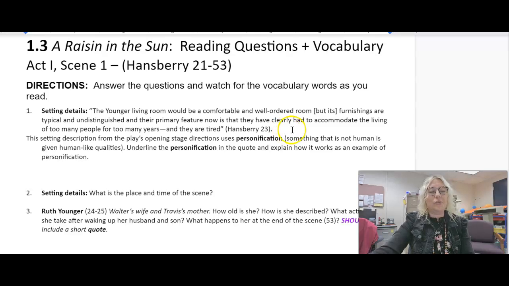Hey guys, 1.3 A Raisin in the Sun, Reading Questions and Vocabulary, Act 1, Scene 1, Hansberry, pages 21 to 53. That is what we're looking at in this video.